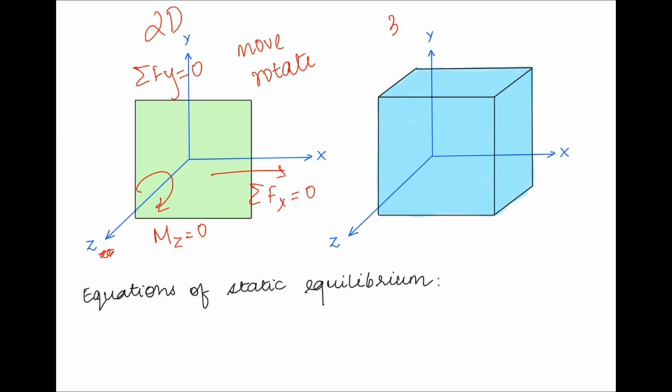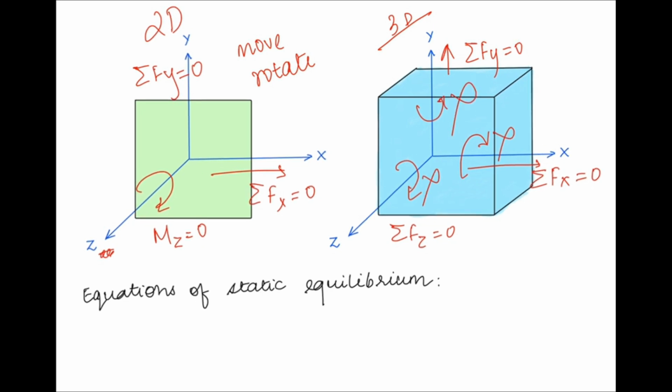In 3D, you wouldn't want your object to move in x direction. You wouldn't want it to move in y direction or in z direction, and similarly you wouldn't want it to rotate about any of the other axes like z axis, x axis and y axis. So you wouldn't want any rotation over here.